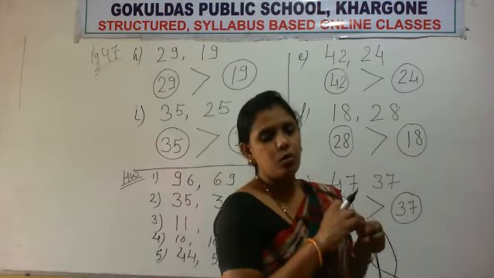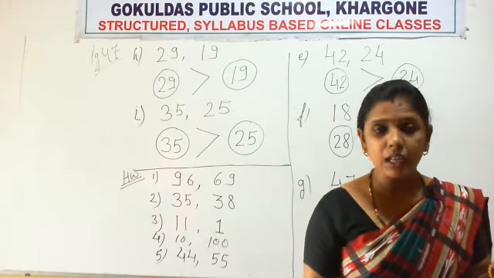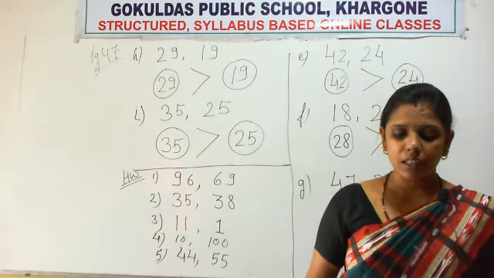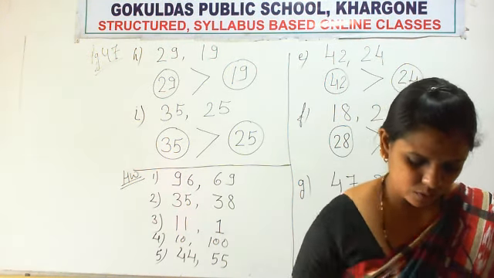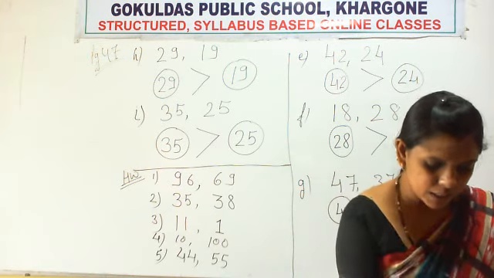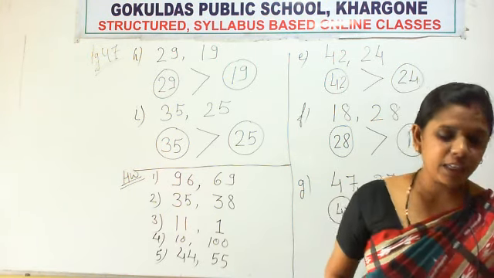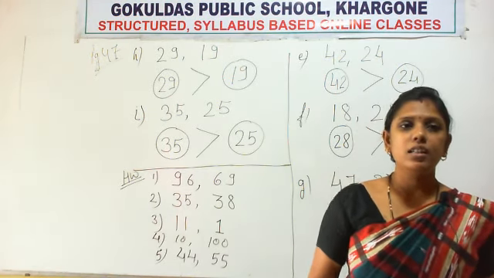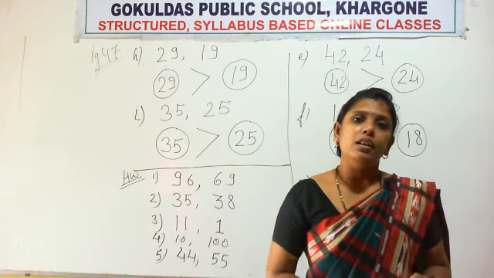Same thing you have to do. You have to identify the bigger number and write that bigger number in the left circle and the smaller number in the right circle. Here we have completed this topic, that is greater than. Now the next topic is greater than, less than and equals to. The concept I have already explained to you, and this topic we will do in the next lecture.